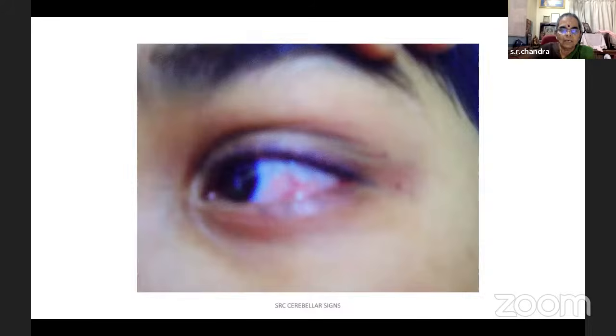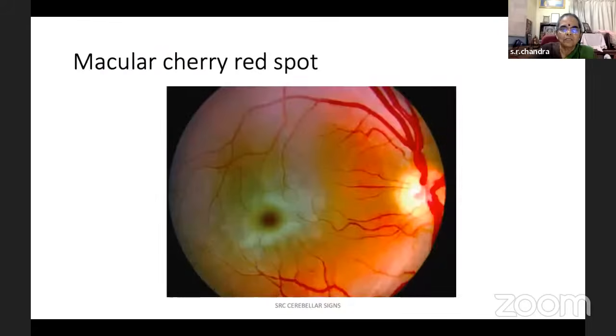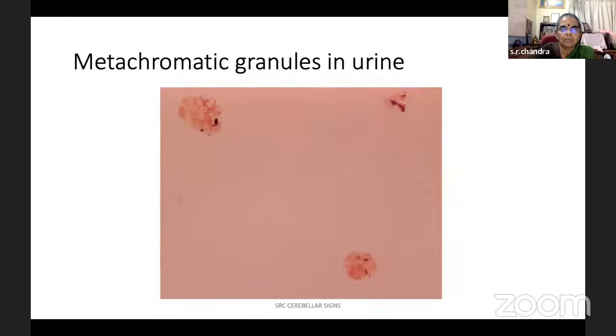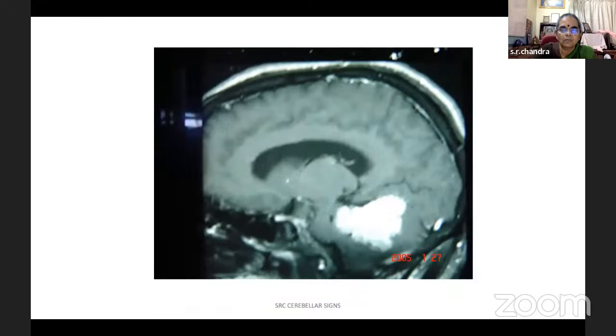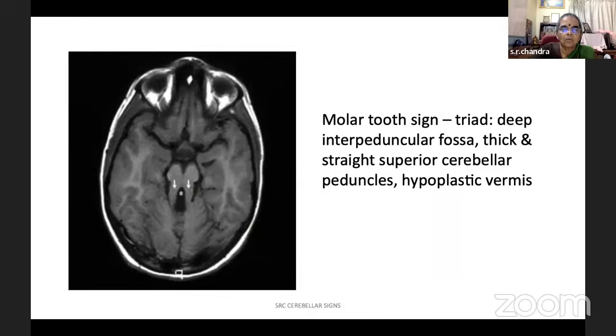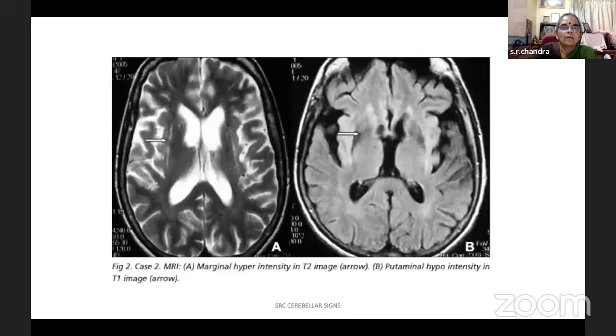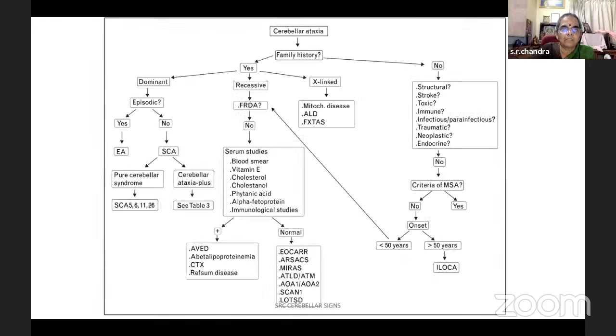This is ataxia telangiectasia with IgA deficiency; copper pigmentation in the teeth and the KF ring in Wilson's disease; a cherry-red spot in Niemann-Pick disease. Then you have metachromatic granules in metachromatic leukodystrophy, and tumors. These are various tumors. Molar tooth sign, Joubert's syndrome. Then hot cross bun sign, MSA. Then the putaminal sign, again MSA-P. So these are some clues. There is a huge number; I have not put all of them.